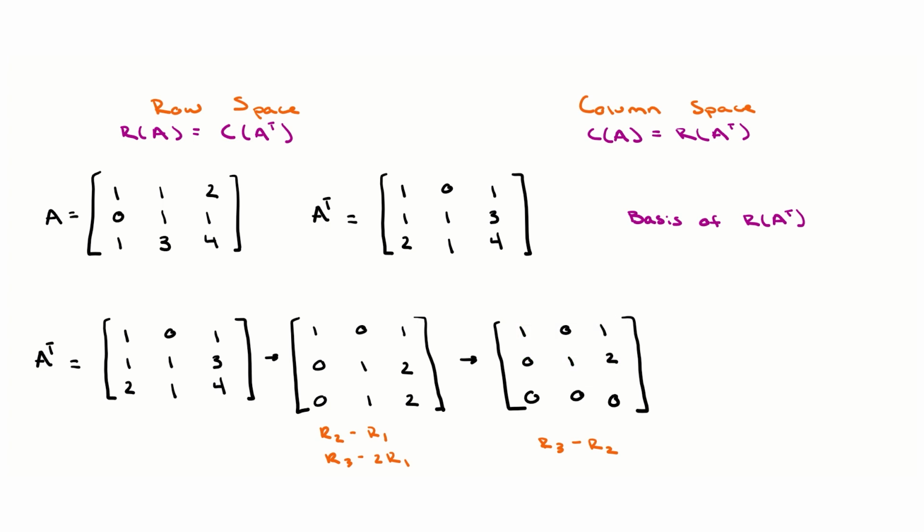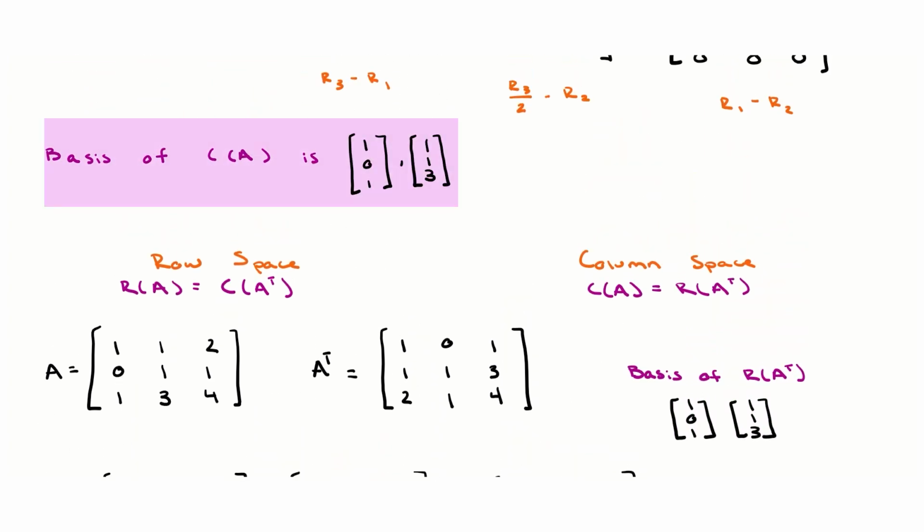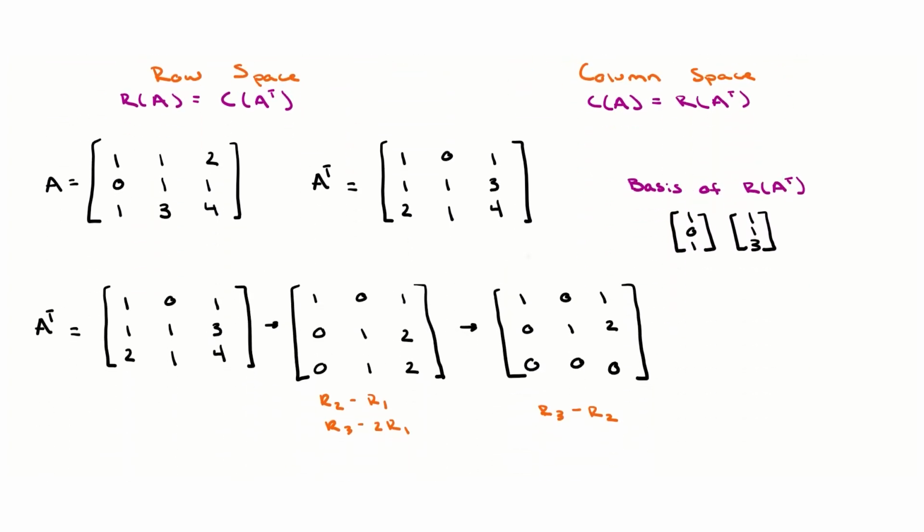So taking a look at A transpose before it was row reduced, we see that the basis of the row space is row 1, 1, 0, 1, and row 2, 1, 1, 3. Now the answer that we got here for the basis of our column space is the same answer that we got here. So this checks out.